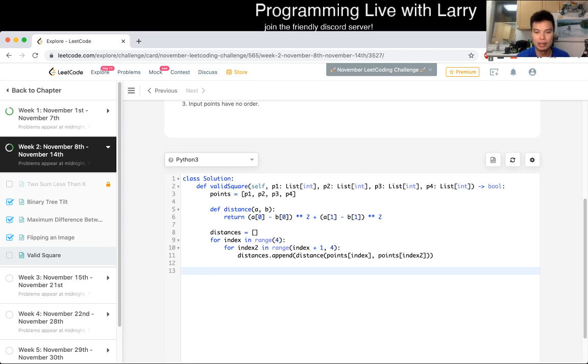In a square, there are 4 equal sides obviously, but also the diagonal has to be different, right? Because otherwise, if you have a diamond, then the diagonals would not have the same distance, and also for obvious reasons, the diagonals would be larger than the 4 sides. So we could implement that by doing something like sorted distances.